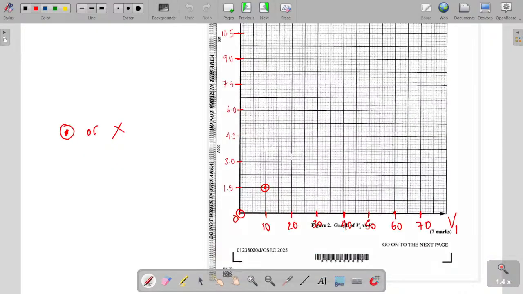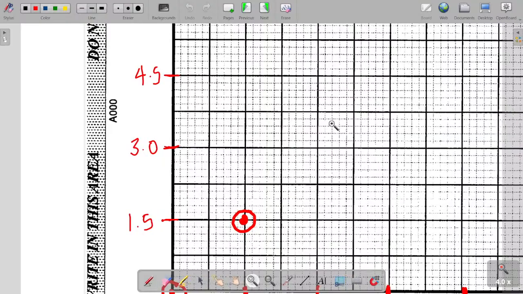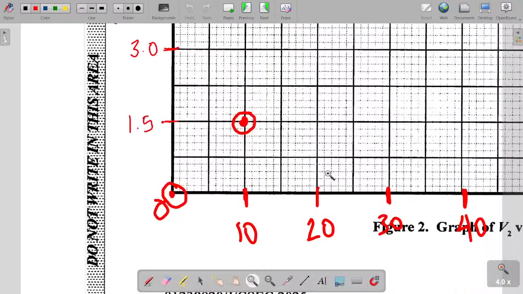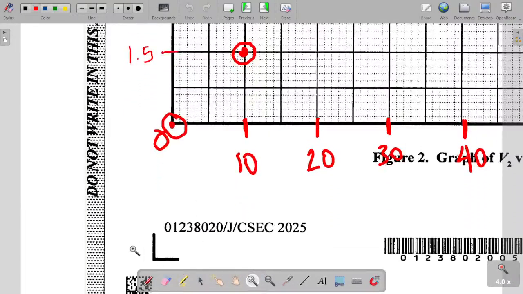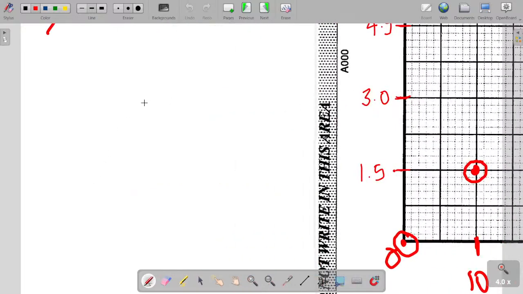So 20 and 3.1. Now 3.1 must be between 3.0 and 4.5. But how do we know which one of these markings is 3.1? How do I know which one of these markings will be 3.1? For that, we need to work out our smallest division. Now, how do we work out our smallest division?